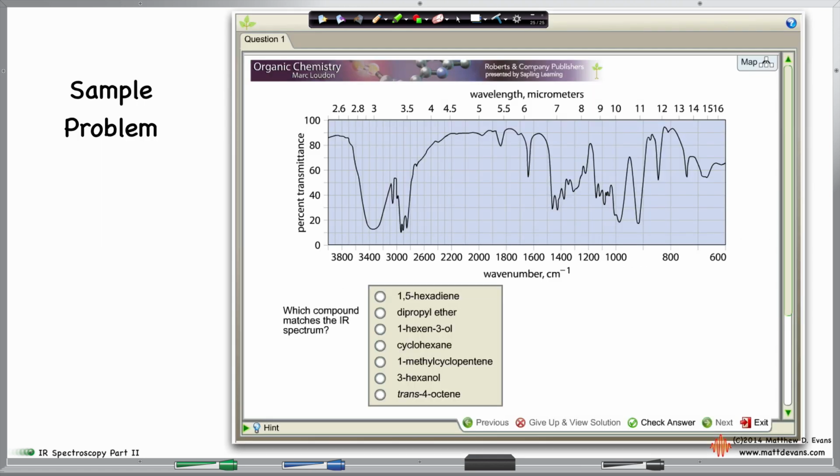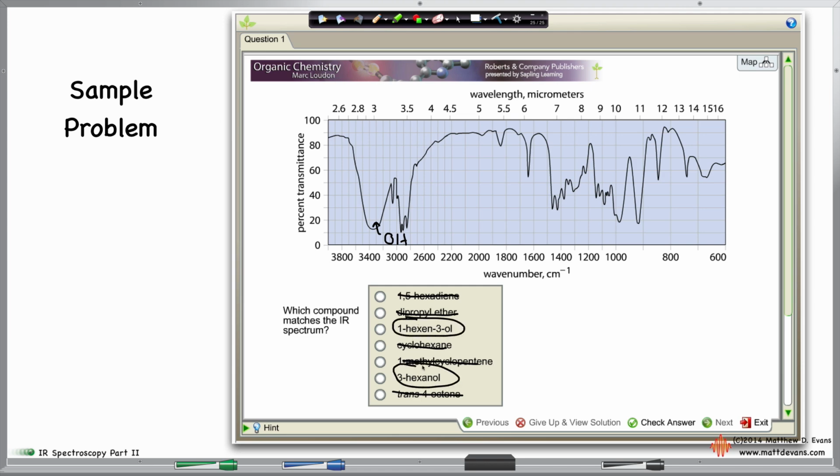Okay, so now as the last thing we do, let's just look at a couple of sample problems. Most of these should be pretty easy. Let's see what kind of trouble we can get into. The most obvious thing that jumps out at me is this, which is an OH, which means that we can immediately eliminate this one. We can eliminate ether. We can eliminate cyclohexane, this one, and finally this one. The only decision we're going to make is whether it's this one or this one.